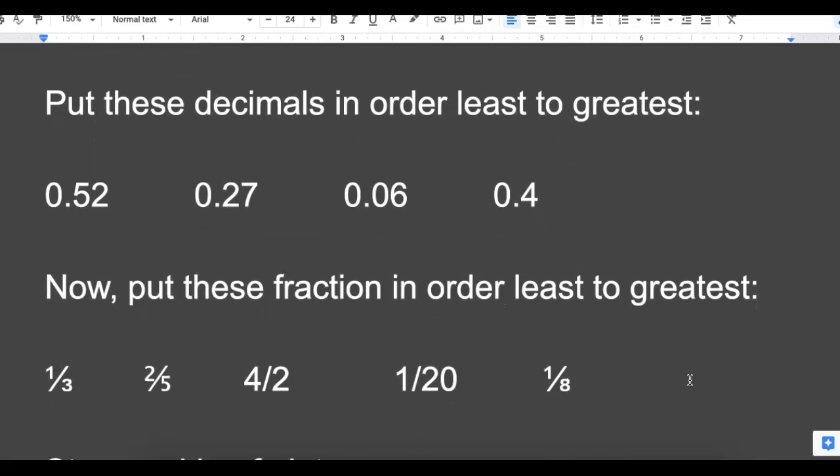Then let's try with some fractions. They don't have any relationship to the decimals. I totally made them up. So go ahead and take these fractions and put them in order from least to greatest. You can use the butterfly, two at a time, or you can compare the decimals after you divide them.